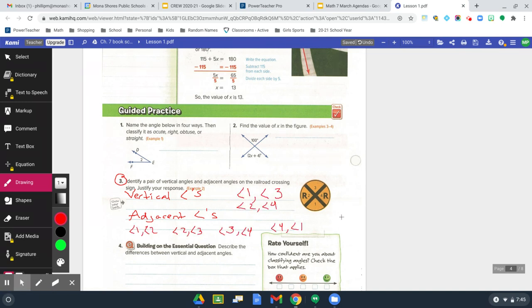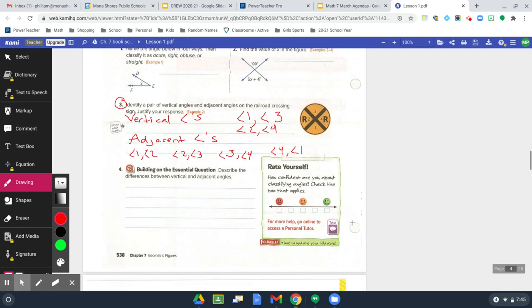So your vertical angles, check to see. Did you get 1 and 3 are vertical to each other and 2 and 4 are vertical to each other? And then did you also get for your adjacent angles, there should be 4 of them, 1 and 2, 2 and 3, 3 and 4, 4 and 1.